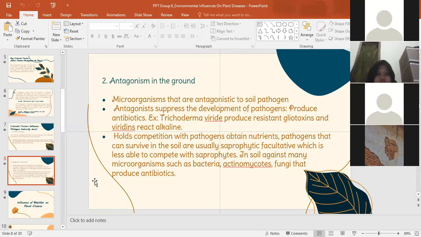And hosts compete with pathogens to obtain nutrition. Pathogens that can survive in the soil are usually facultative saprophytes, which are less able to compete with saprophytes in soil, against many microorganisms such as bacteria, actinomycetes, and fungi that produce antibiotics.